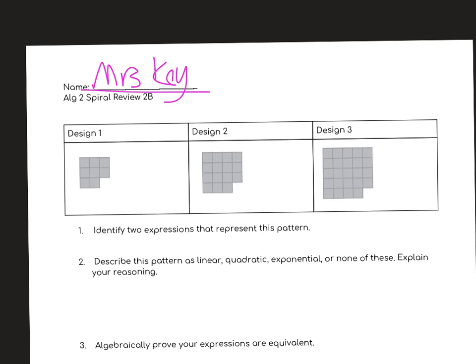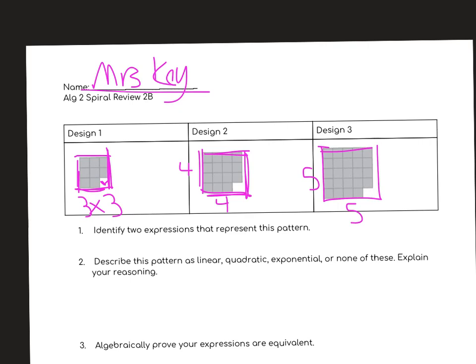Now remember, on your quiz, on the quiz itself, you only have to come up with one. Not two, but one. So I'm going to go ahead and box this off fully. So that's a 3x3. Box this off fully. That's a 4x4. And that's a 5x5.